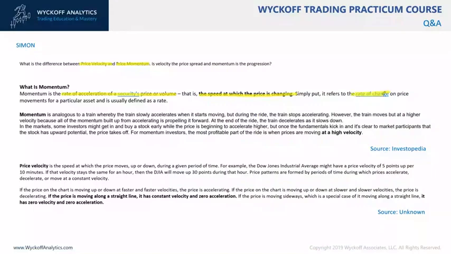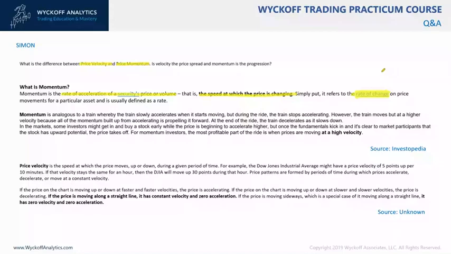This I understand. This is easy for me to understand. I understand that there is a rate of change. I understand also that there could be a different rate of change. So we could have a rate of change on the rate of change, and that would define the velocity itself. But we can't say that the momentum is just that, a rate of change on the rate of change. It's just a rate of change of the price over a specific period.